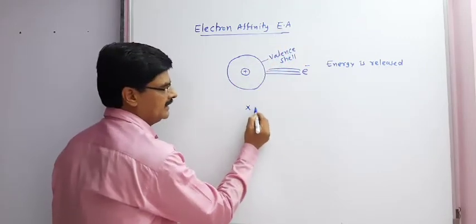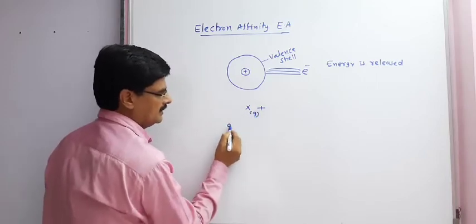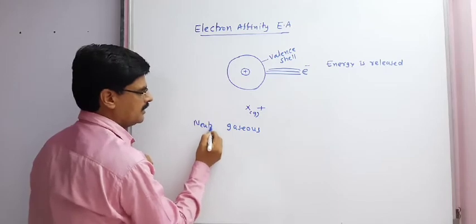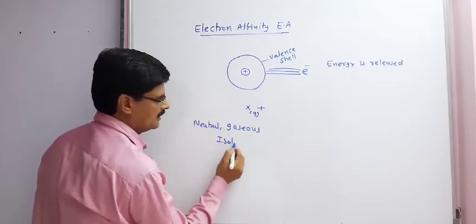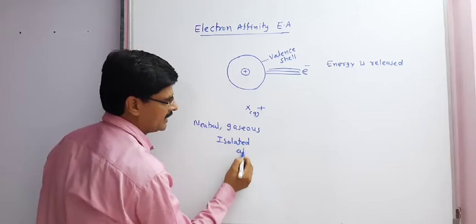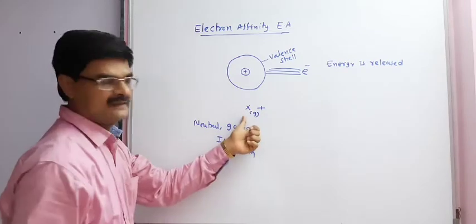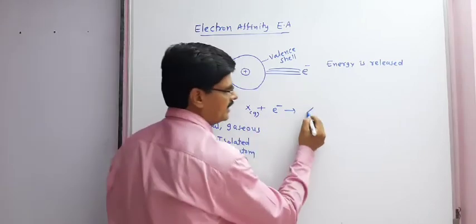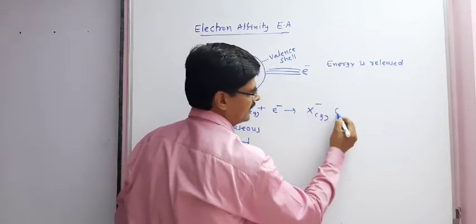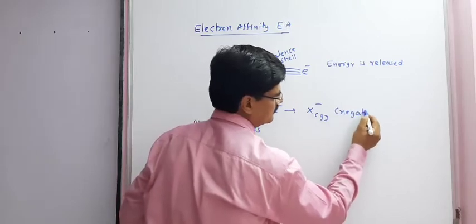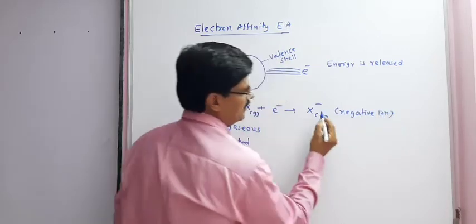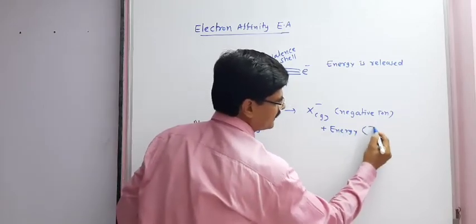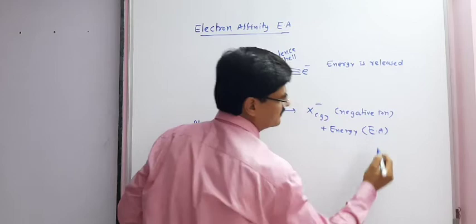Simply we can write: X, gaseous, neutral, isolated atom, X gas. If an electron is taken, then it forms X minus, a negative ion, plus energy. This is known as electron affinity.